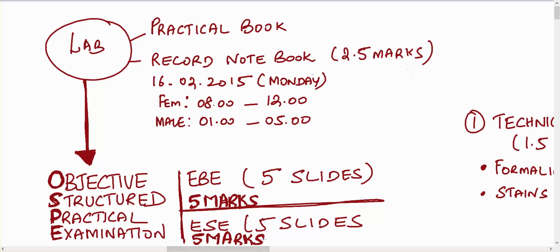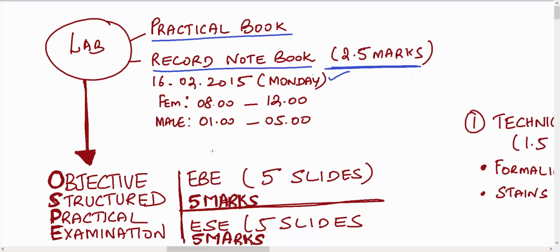In the laboratory session, the resources which we provided are the practical book and the record notebook. For the work you did in the record notebook, we gave 2.5 marks. Inshallah, the record notebook will be ready after correction, and you can take it on Monday, that is 16th February 2015. The females can come and collect the record book from 8 to 12, and the male students can come and collect it from 1 p.m. to 5 p.m.